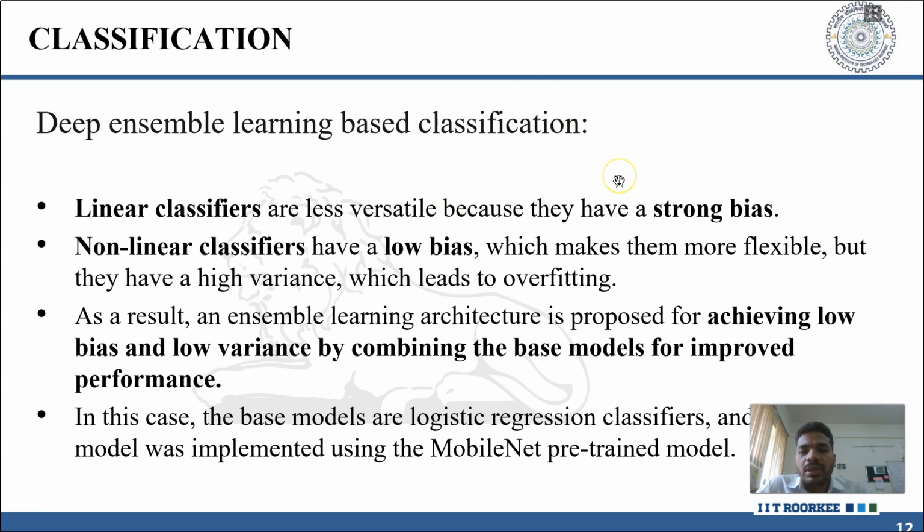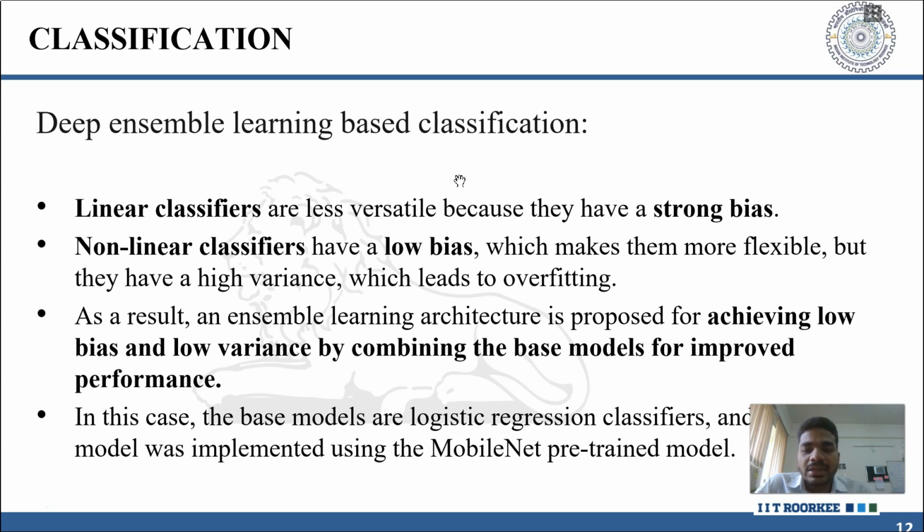Coming to the main thing, deep ensemble learning based classification. Linear classifiers are less versatile because they have a strong bias. Non-linear classifiers have low bias, which makes them more flexible, but they have a high variance, which leads to overfitting. So if bias is low, that is also a problem. If bias is strong, that is also a problem. So here we have to maintain a balance among the bias values.